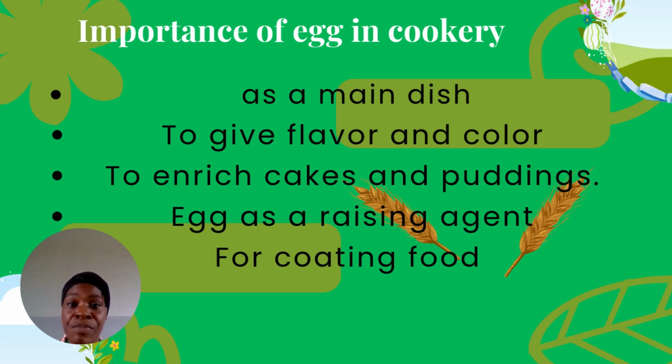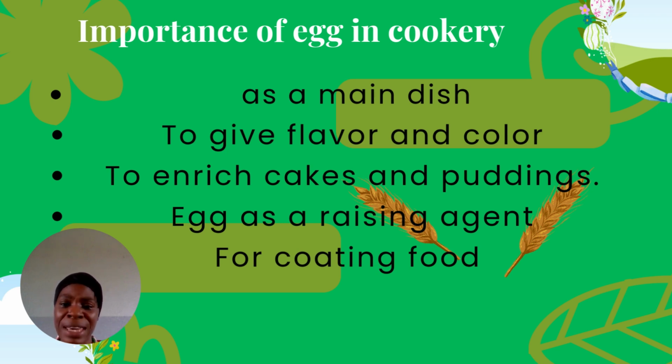Then we have sunny side up egg. So there you can use it as a main dish form. You can use it as a main dish to eat with bread and any kind of food like yam, potatoes. So as a main dish, then to give flavor and color, you can use egg. Like you're preparing your cake mixture, you can use egg to give flavor and color in your mixture. Then to enrich cakes and pudding, okay, you use your egg to enrich your cake and puddings. Yes, make it have this rich, creamy taste.